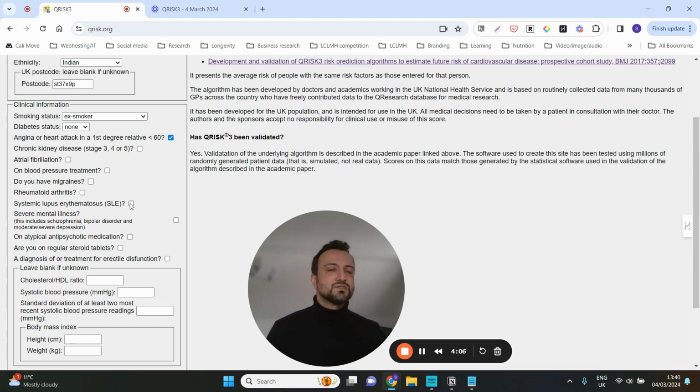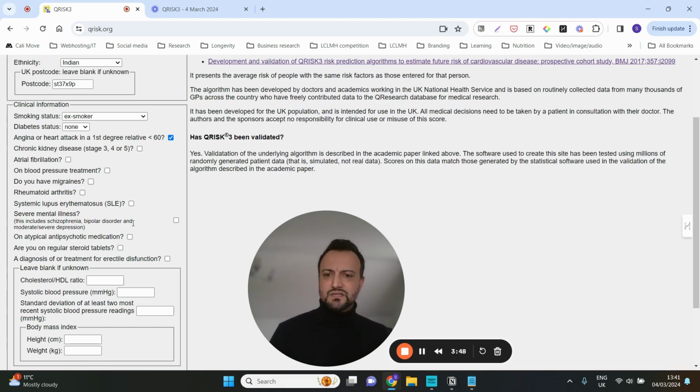Similarly with SLE, it's also an inflammatory condition. This is a condition affecting multiple organs in different ways. It's a complicated condition, but again, it's associated with an increased risk because of its inflammatory properties. Also, there are medications that you take for SLE, which can be associated also with cardiovascular risk.